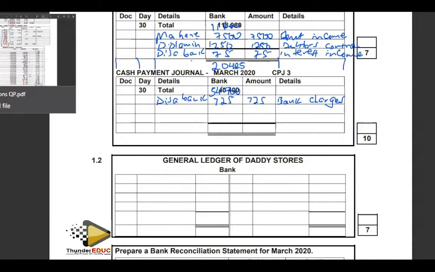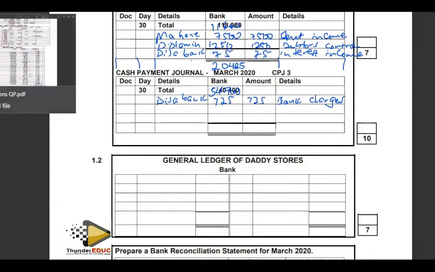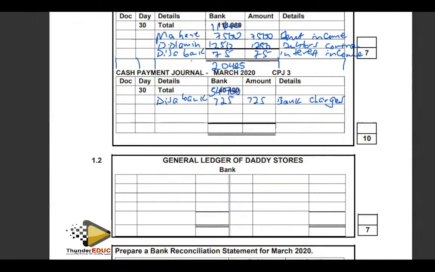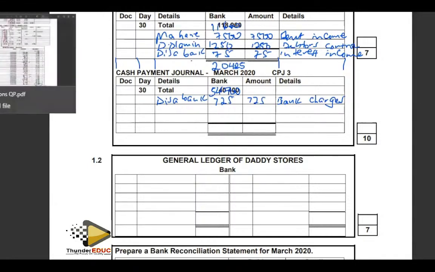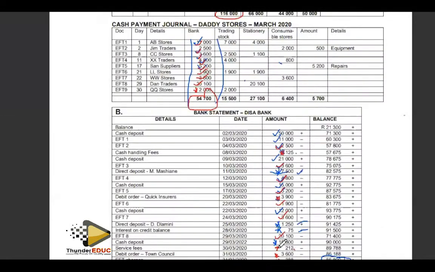Now we have another amount here. We have another amount. We go back to the statement. Where is the statement here? So this one has been sorted.